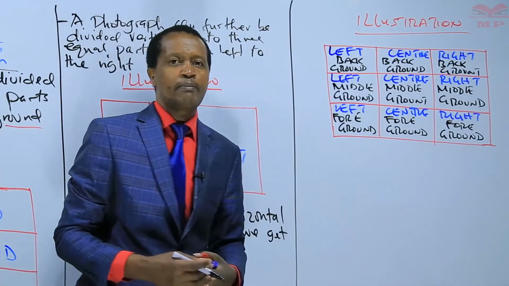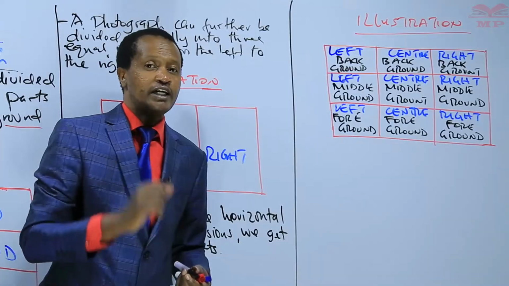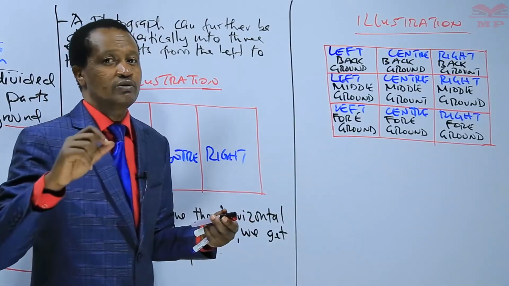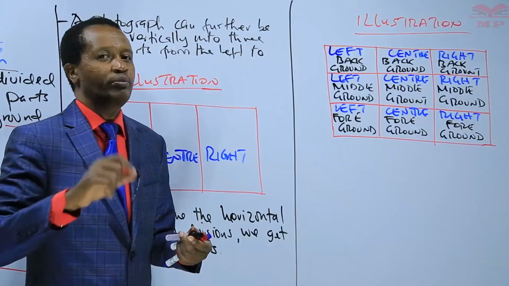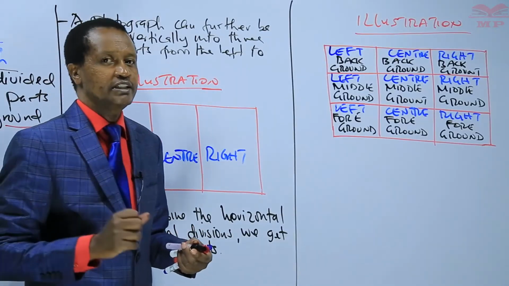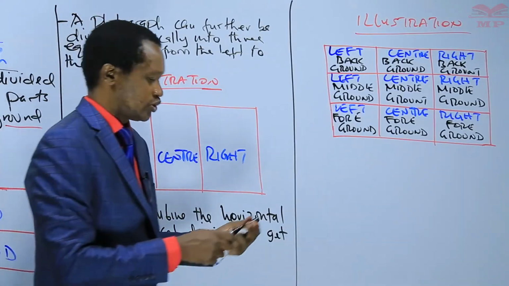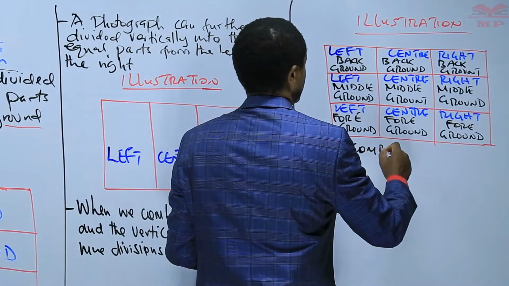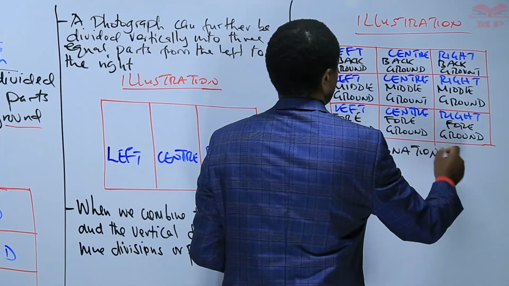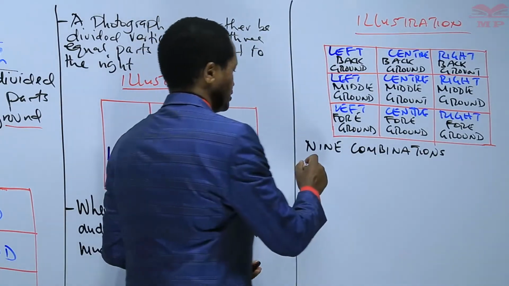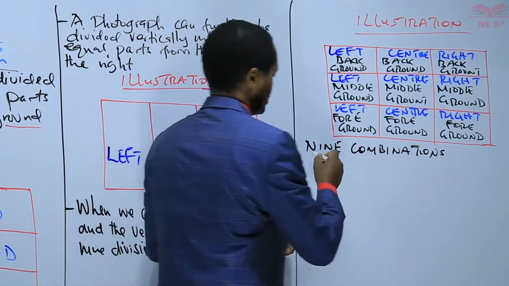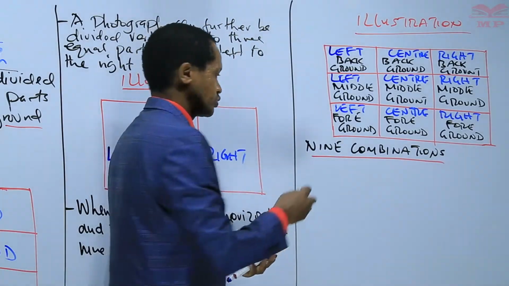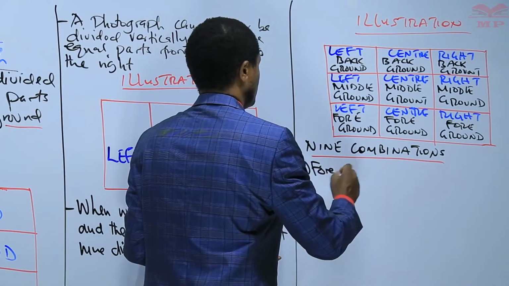These are the 9 parts of a photograph. When we combine the horizontal and the vertical divisions, we get the 9 combinations. 9 what? Combinations. 9 combinations, learners. I've said the first one is in relation to the foreground.